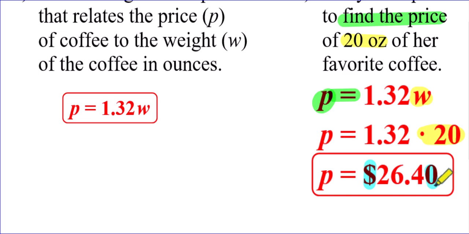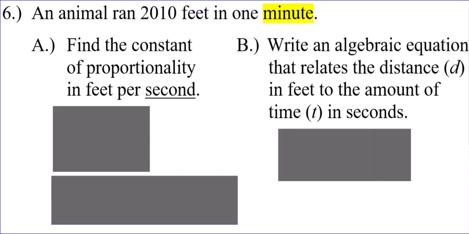Since the unit of measure is dollars for the price, you must have a second digit to the right of the decimal point. The cents for dollars and cents always has two digits, not just one. So if you kept the 26.4, you are wrong. I would take off a half point if it was a test or a quiz. You must have the zero here for $26.40. All right, let's keep rolling here.